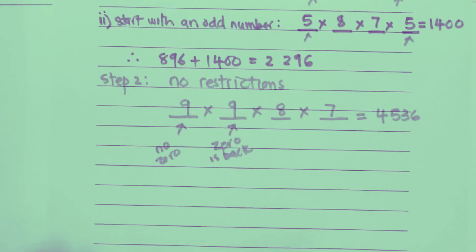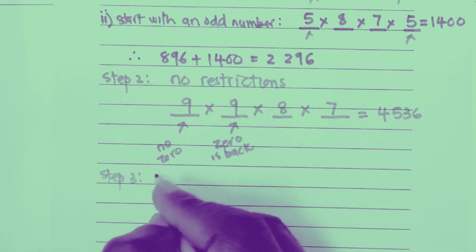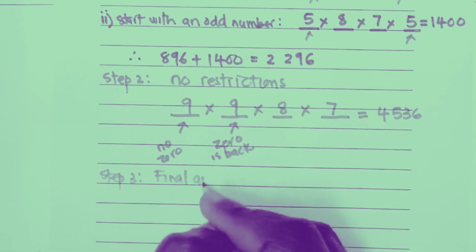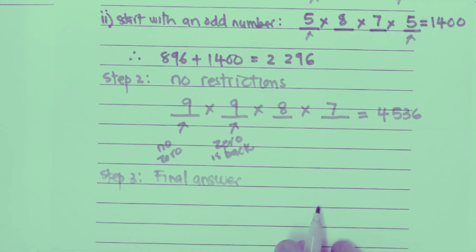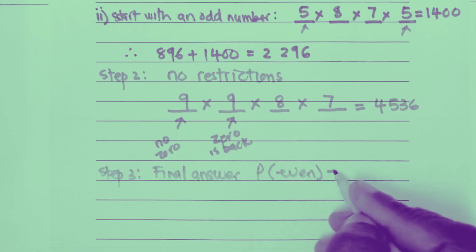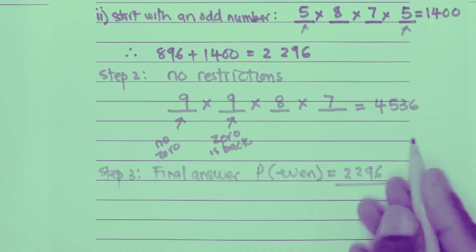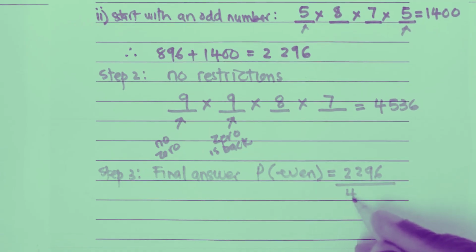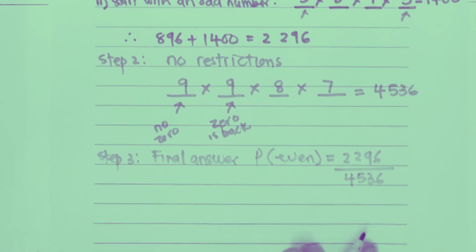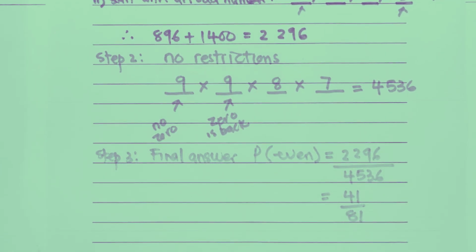Then I go to the last step, step 3. The final answer. I'm looking for the probability of an even number. So this is going to be equal to my sample space divided by no restrictions. And the final answer that I'm getting here is going to be 41/81 as a fraction. You can also write your answer as a decimal or as a percentage.